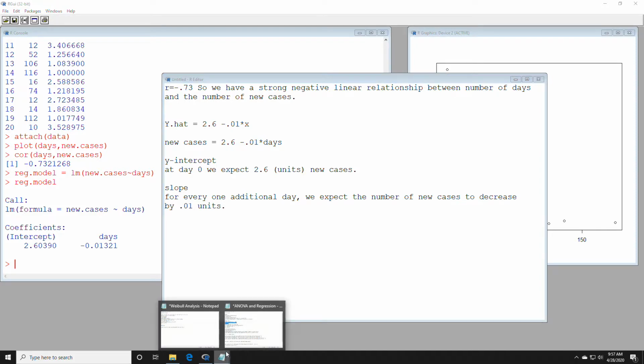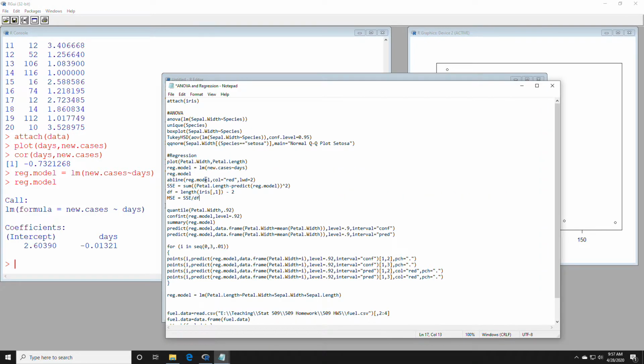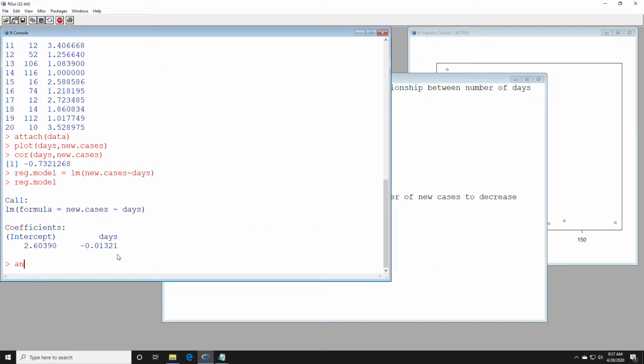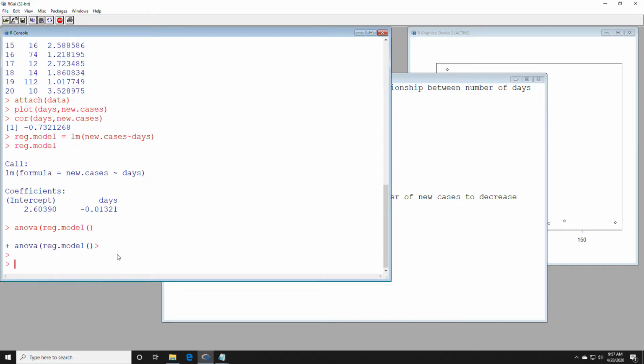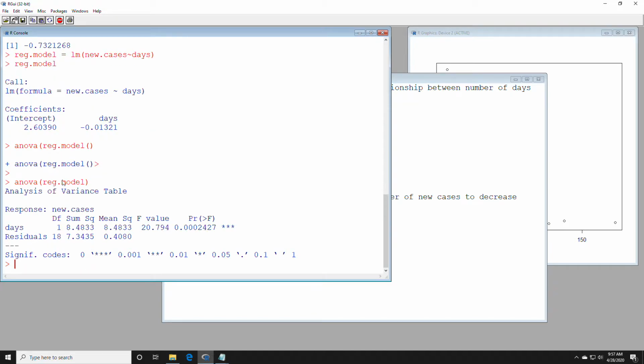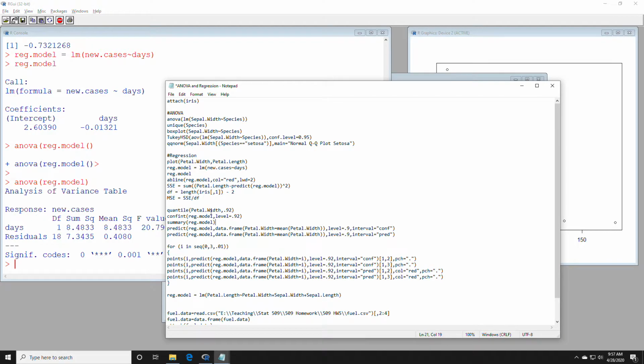So what else might we want to do? Of course, MSE. If you just put ANOVA and the reg dot model, right here, the residual mean square, or error mean square, MSE, about 0.41, is our unbiased estimator for that common error variance, sigma squared.